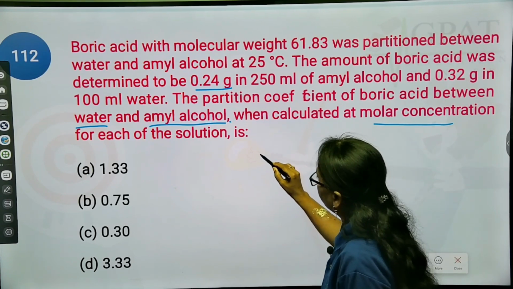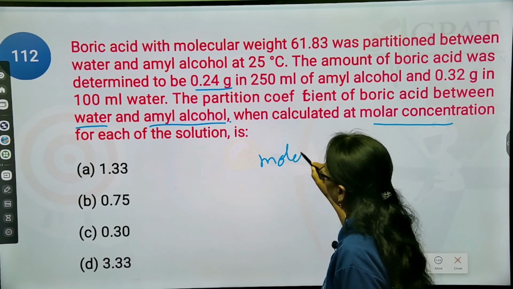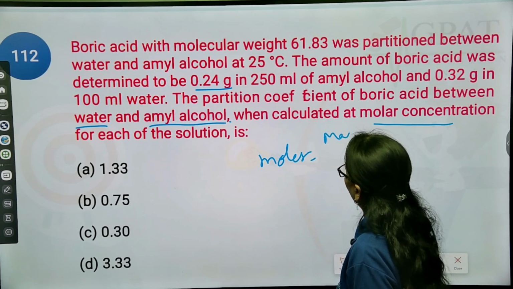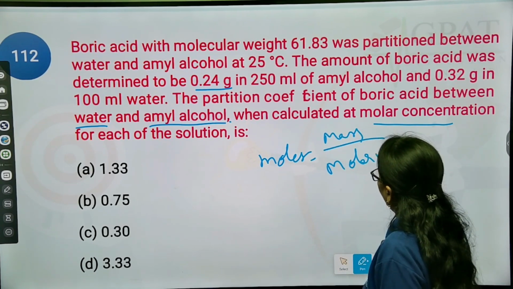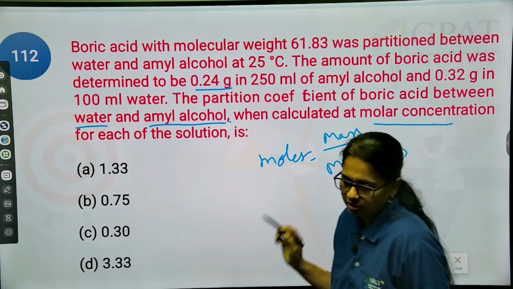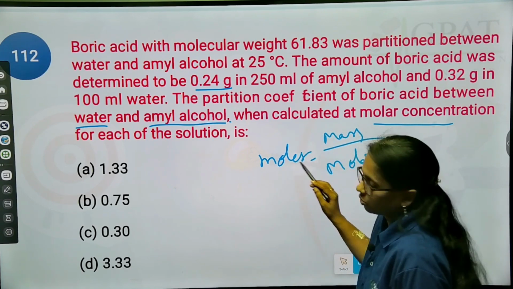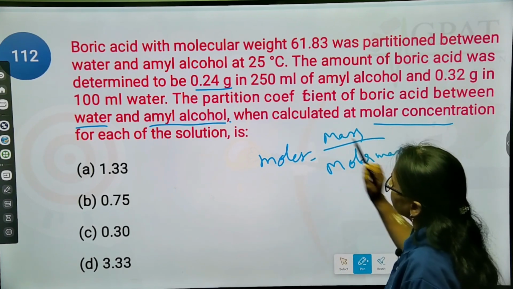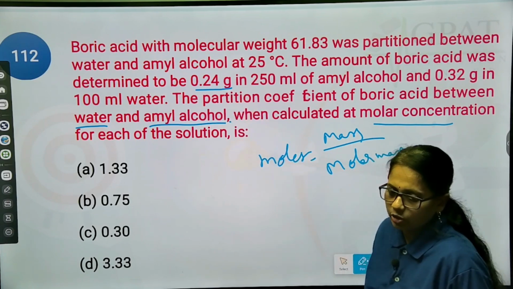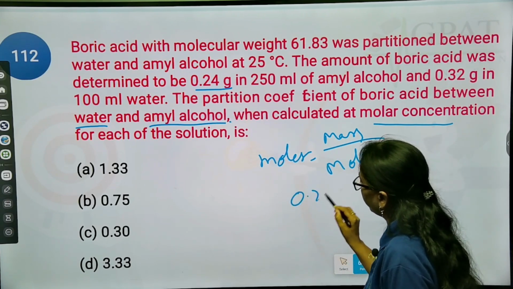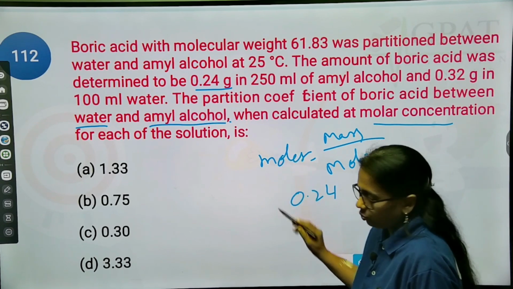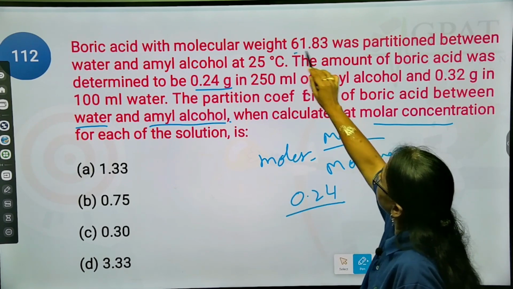Okay. So we know how to calculate the number of moles: mass divided by molar mass. If you know this formula, you can easily understand and answer this question. The mass we have already got is 0.24 grams of boric acid in water.